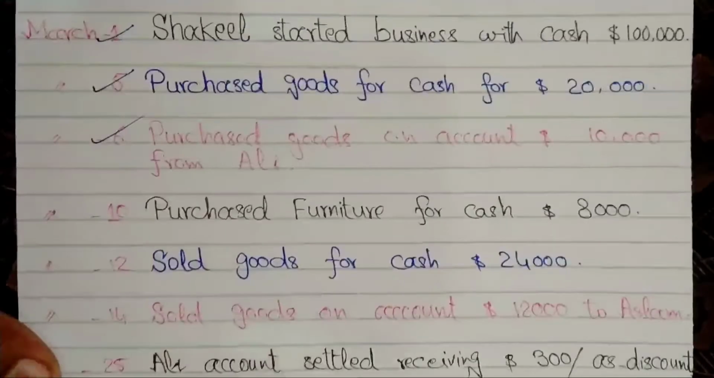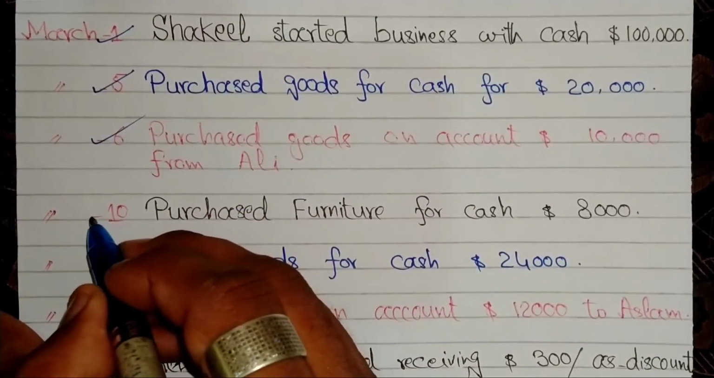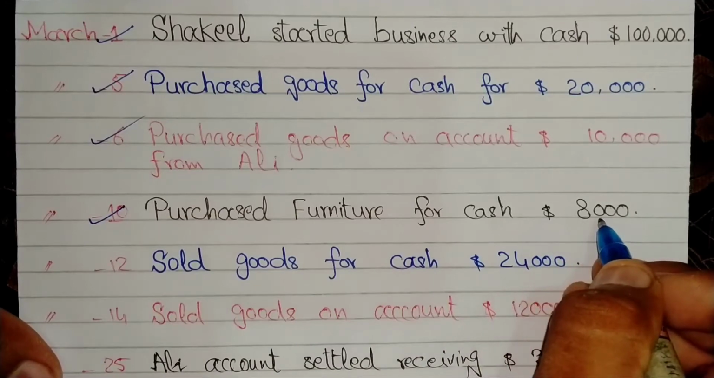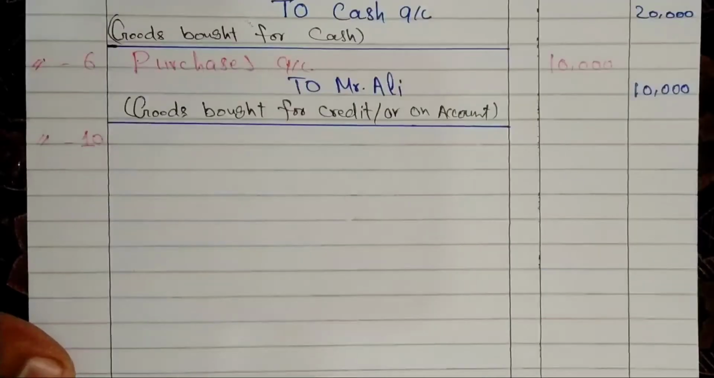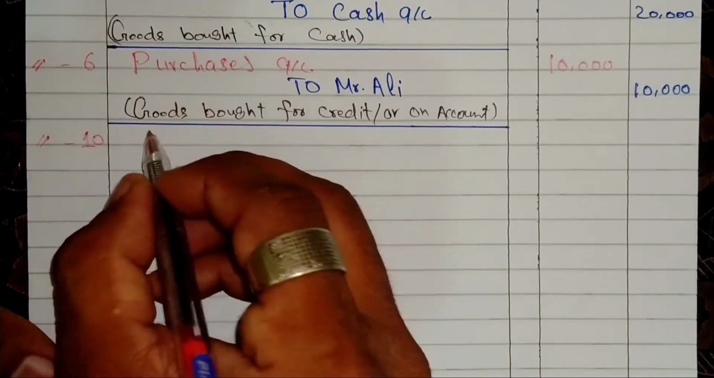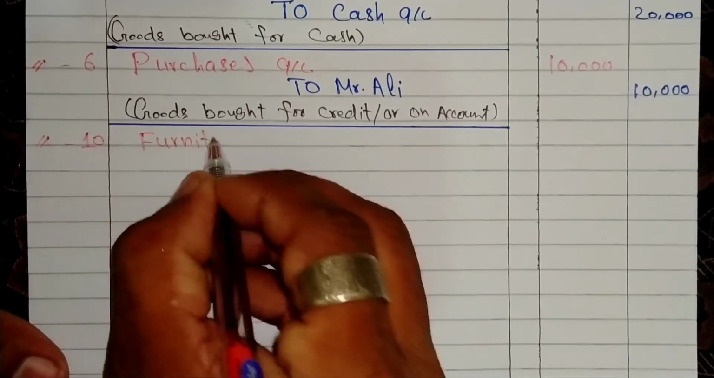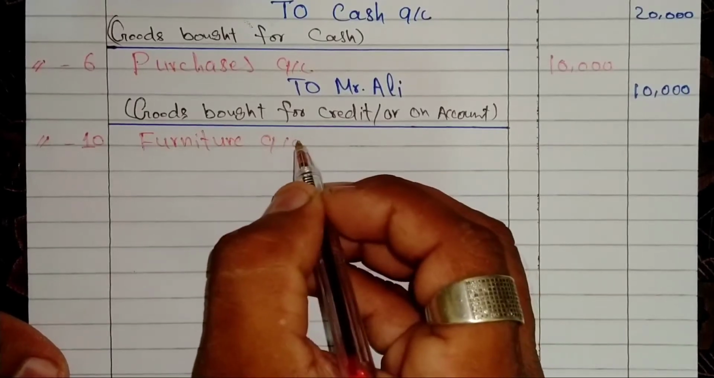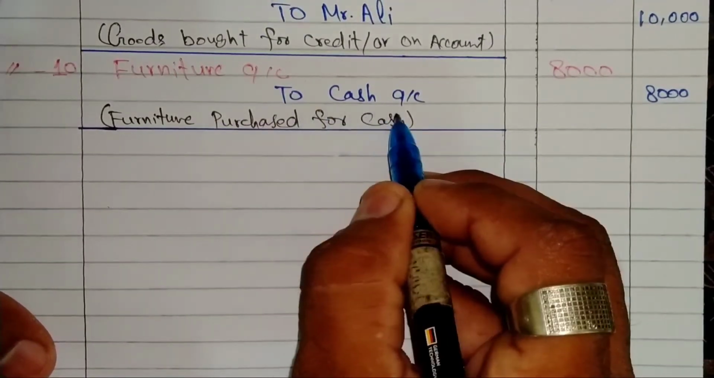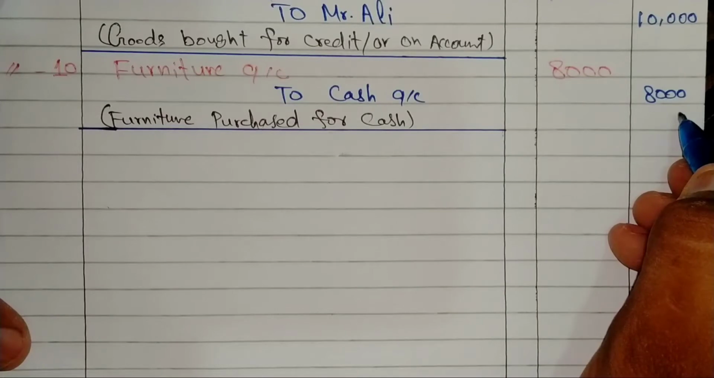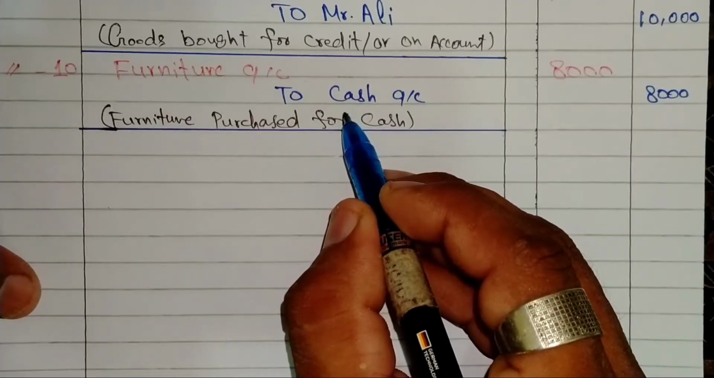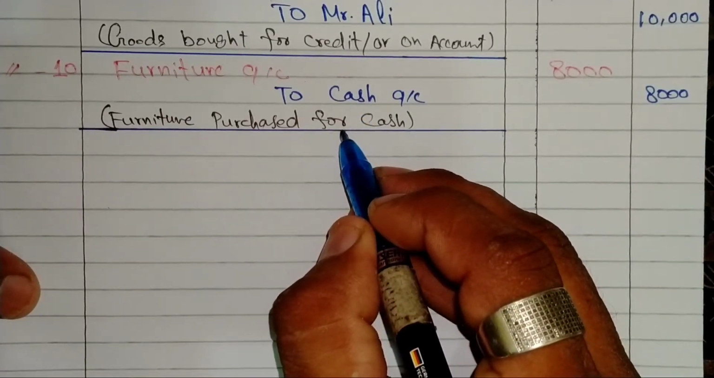$10,000. Next transaction of his business is on 10th March, purchased furniture for cash amounted $8,000. On 10th March, purchased furniture. So furniture account will be debit with amounts $8,000 to cash account credit with $8,000, with description: furniture purchased for cash, because furniture purchased on cash basis.